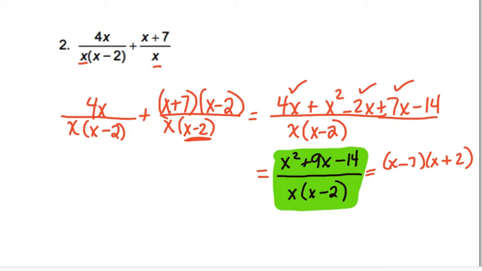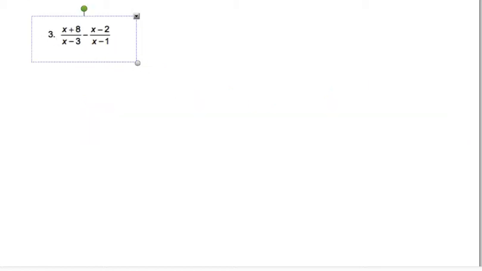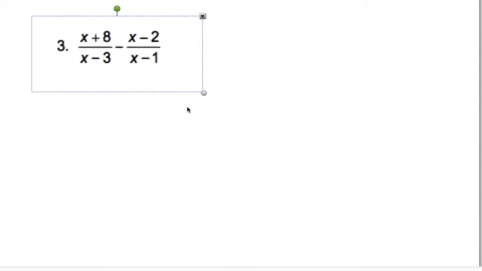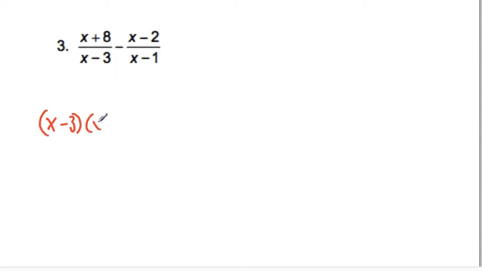Okay, all right, let's do number 3. All right, again here we have an LCD or a denominator that those are not the same. So I'll have to have an x minus 3, and I have to have an x minus 1 in both of those, because those are different.